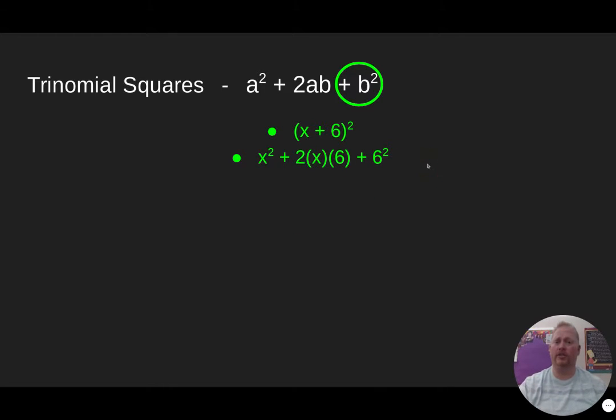So everything's all laid out. All I've got to do now is just clean it up a little bit. x squared can stay x squared. 2 times x times 6, well, the 2 times 6 can be 12. And then 6 squared is 36. So there's my answer: x squared plus 12x plus 36. I would get the exact same answer if I did x plus 6 times x plus 6 and then multiplied them together the long way. Hopefully you find this as a helpful shortcut.